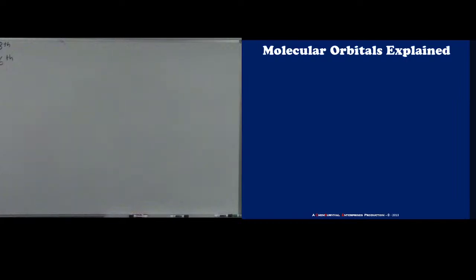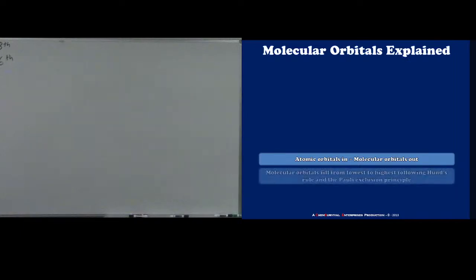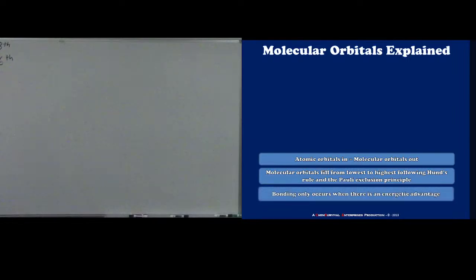So when we work with molecular orbitals, we need to keep a few rules in mind. The first is the number of atomic orbitals which go into the system is equal to the number of molecular orbitals which are formed. The second rule, molecular orbitals fill from low following Hund's rule and the Pauli exclusion principle. Two atoms will only occur when there is an energetic advantage to populating them compared to the atomic orbital system.